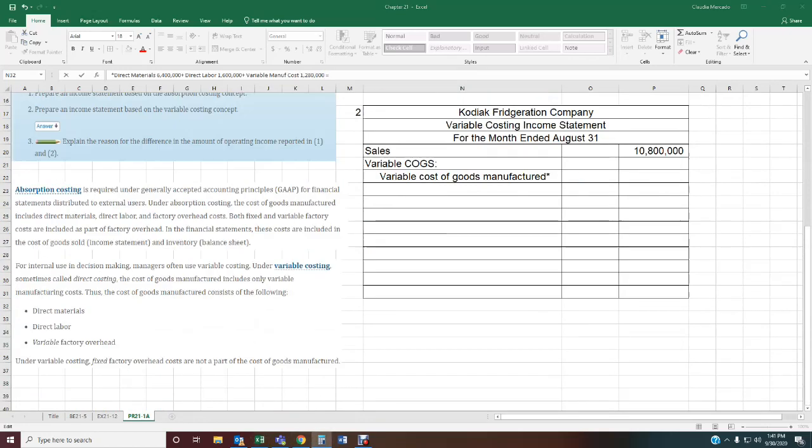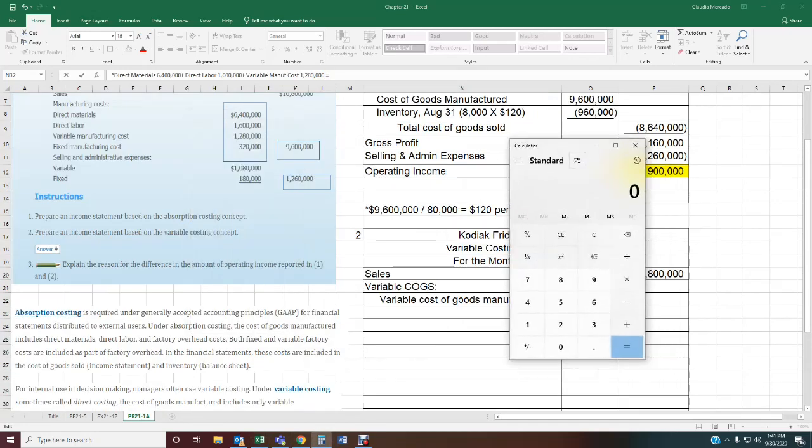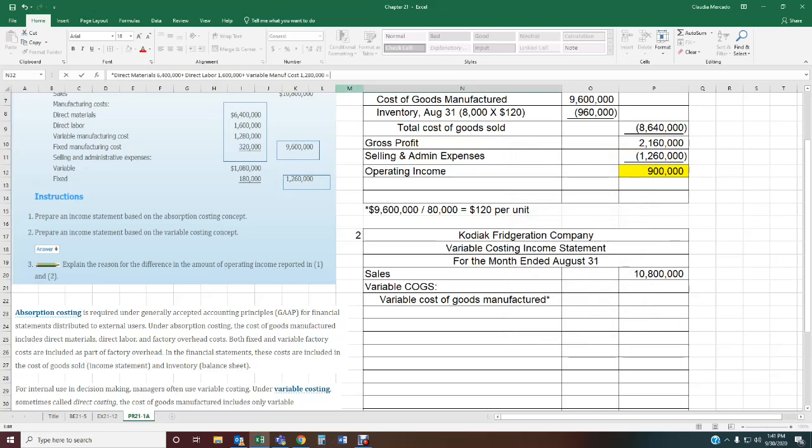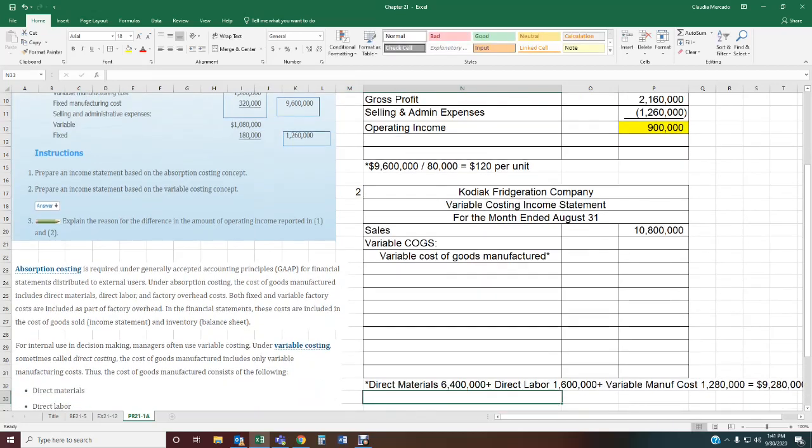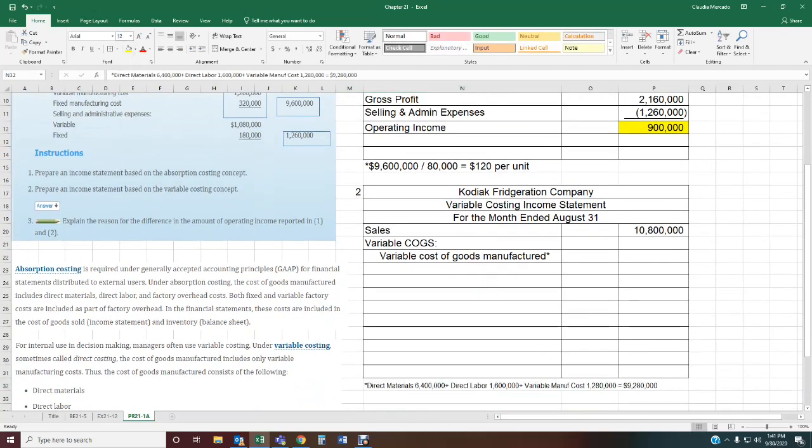Let's see what that gives us. 6,400,000 plus 1,600,000 plus 1,280,000 is going to give me 9,280,000. So that includes my direct materials, my direct labor, and my variable manufacturing cost. That's going to be my 9,280,000. That's how I got that number.